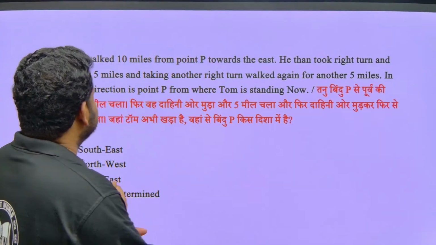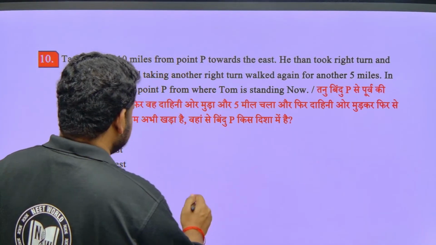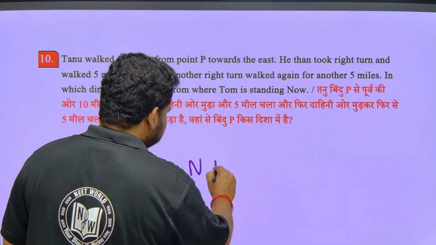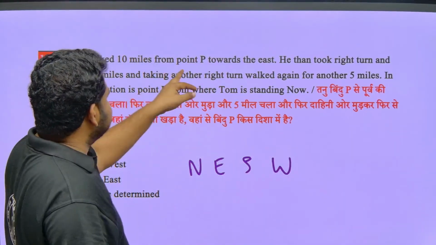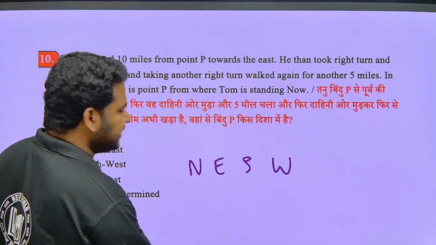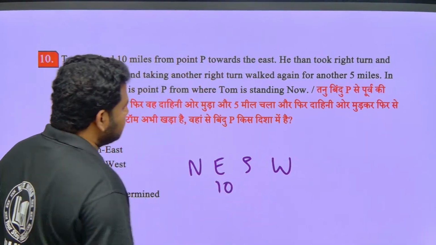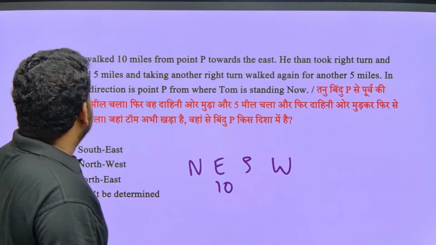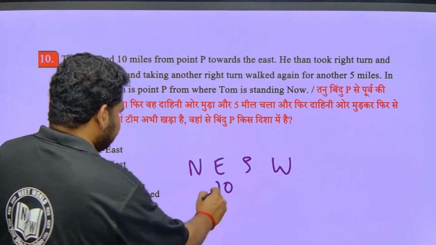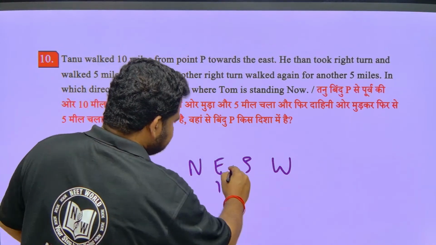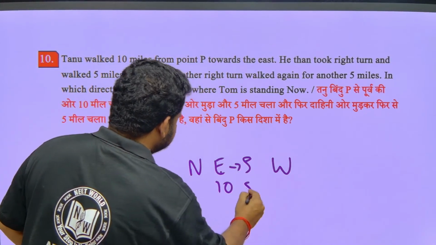Tanu walked 10 miles from point B towards east. So let me write down north, east, south, west. Under east what I should write? 10 miles, done. He then took a right turn and walked 5 miles. From east, right side means it is coming towards south, so 5 miles.